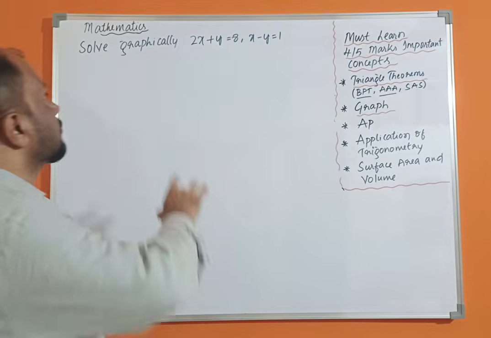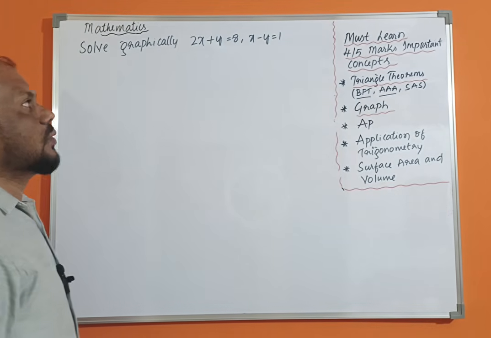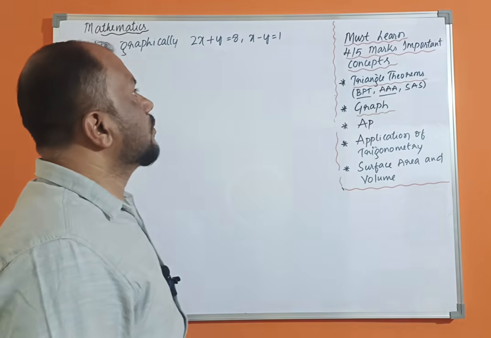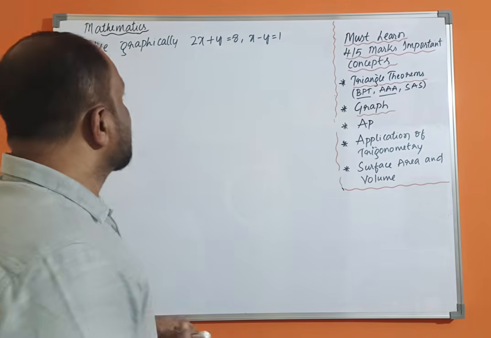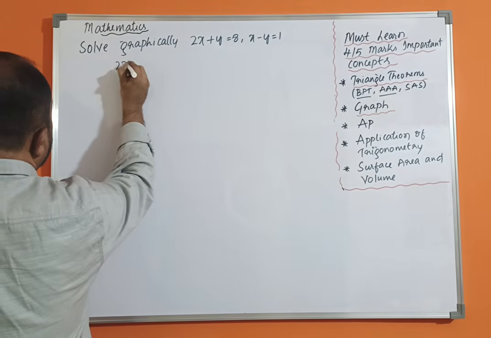So here solve graphically. The first linear equation is 2x plus y is equal to 8, and the second one is x minus y is equal to 1. Okay. So here first we have to find out the values for y and x.